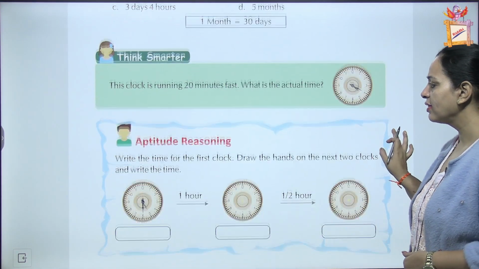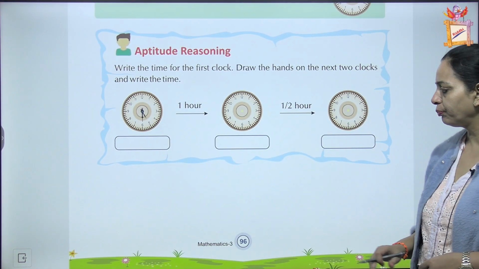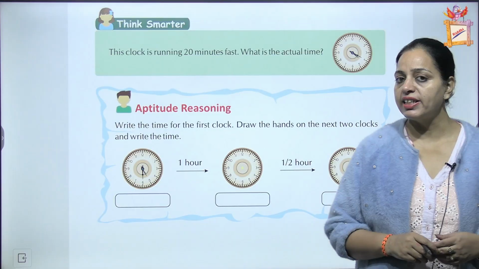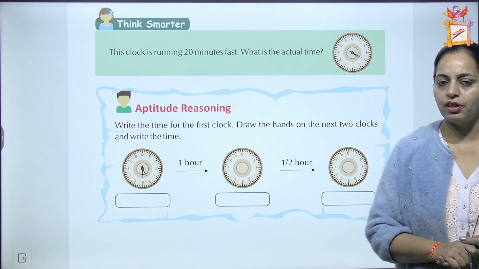Now think smarter and aptitude reasoning is here. You can try these one on your own. I hope the concept is very much clear to you.